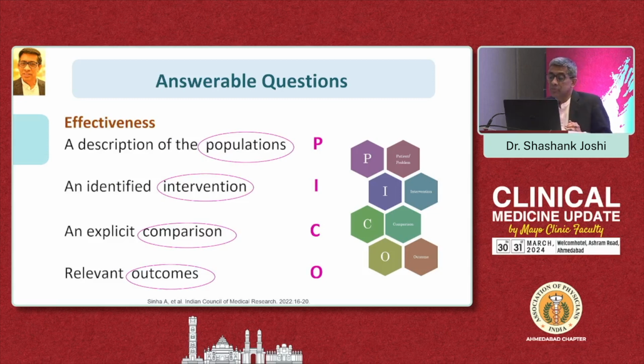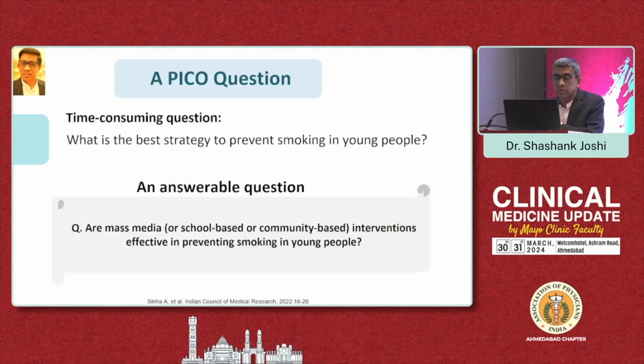The I is the intervention which is identified, the C is the comparison, and the O is the outcome. So clearly, when we write and think of a review, always go through the PICO filter: the patient or the problem, the intervention, the comparison, and the outcome. And usually you can have a PICO question. For example, a time-consuming question can be, what's the best strategy to prevent smoking in young people?